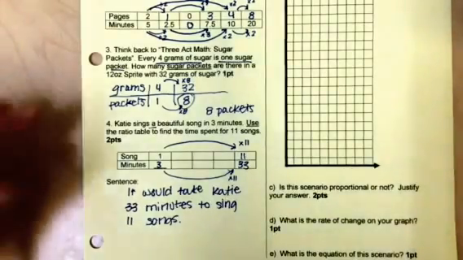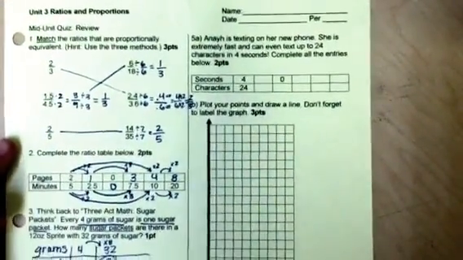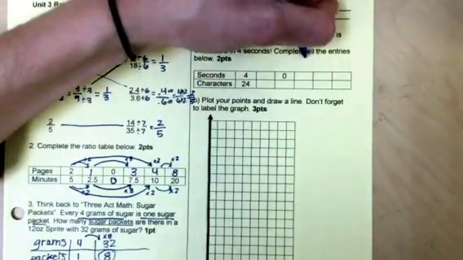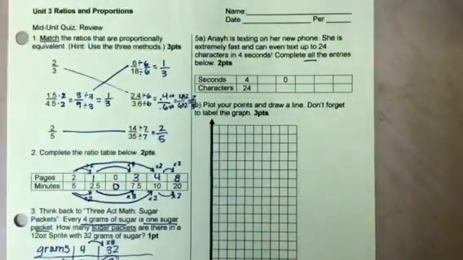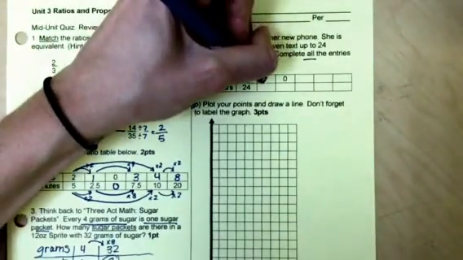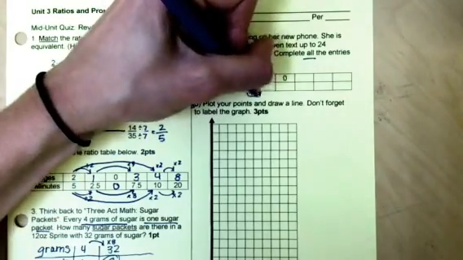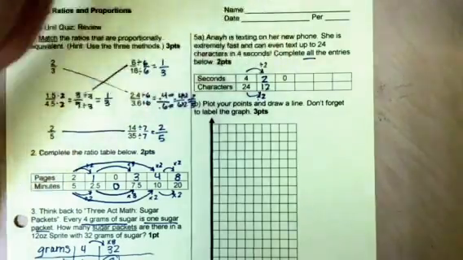All right, last one. Nie is texting on her new phone. She is extremely fast and she can even text up to 24 characters in 4 seconds. Complete all the entries below. Notice it says all, so you have to fill in all of them. So I have 4 seconds, 24 characters. So I'm going to think of what's easy to get to from 4. I can divide by 2. So that means in 2 seconds she could type 12 characters.